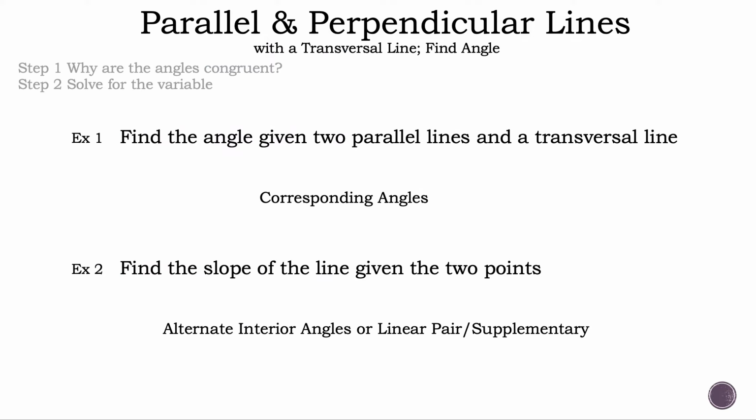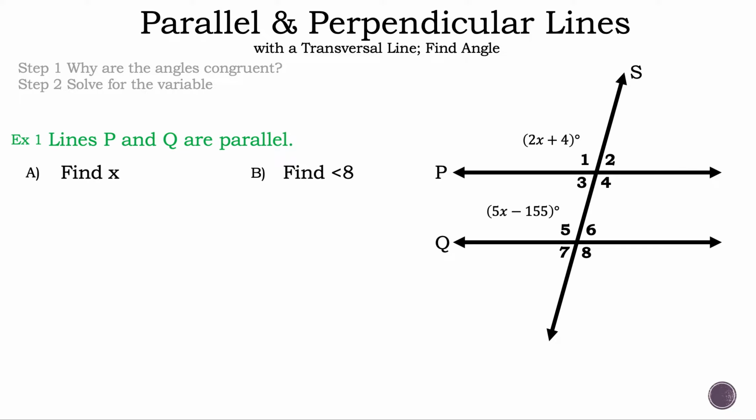Let's take a closer look at example 1. Now let's read the steps. Step 1, why are the angles congruent? Step 2, solve for the variable. Let's read the question. Lines P and Q are parallel. Part A, find x. Part B, find angle 8.